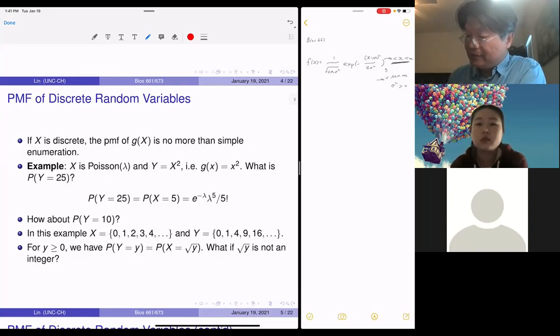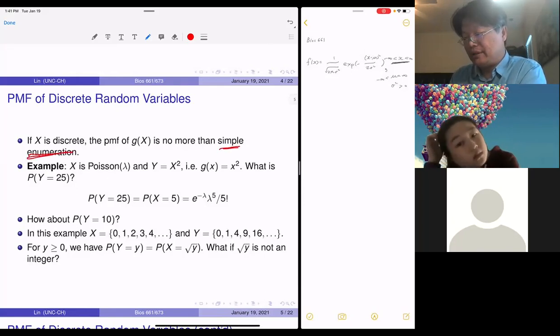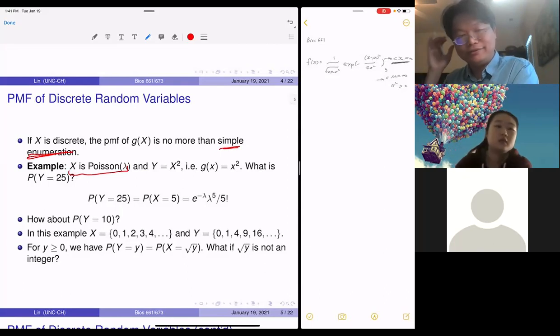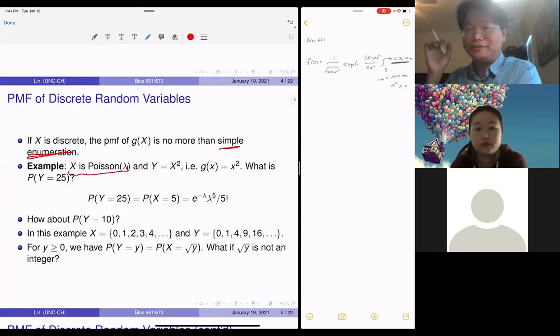Okay, so it's no more than simple counting. For example, if X is Poisson lambda, I pronounce Poisson. If you prefer to pronounce it differently, well, it's okay. We all mutually understand what that means. But when I say Poisson, understand what I'm saying. Yeah, well, you do know Poisson is French, right? Somebody said Poisson is closer to French, but I do know French. I don't know if that's French.